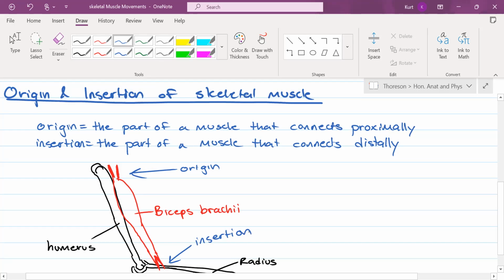Same goes for your triceps and your pectoralis major and a lot of other muscles. The part that connects closer to your midline is going to be the proximal, or sorry, the origin. The part that is further from your body is going to be the insertion. Any questions so far? All right. Yes, Amara.